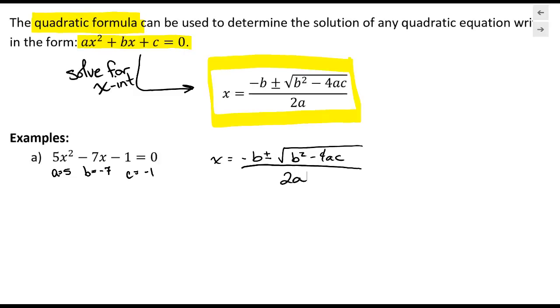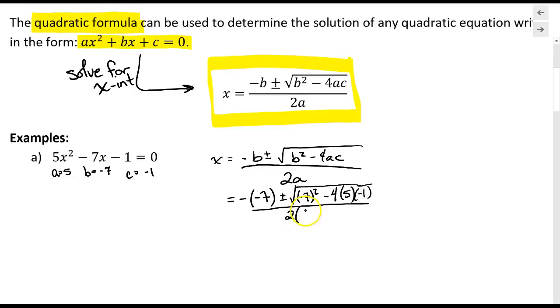From here, we plug and chug. Be sure you're putting the variables in and substituting properly, so b for b, a for a, c for c, and make sure you include your signs. So we've got negative negative 7, because negative 7's for b, but we have a negative out in front in our actual formula. Plus or minus the square root of b squared, so negative 7 squared, minus 4 times the a value, which is 5, and c, which is negative 1. This is all divided by 2 times our a value, which again is 5.